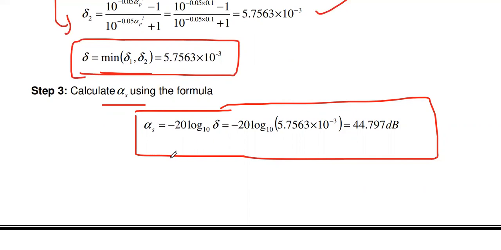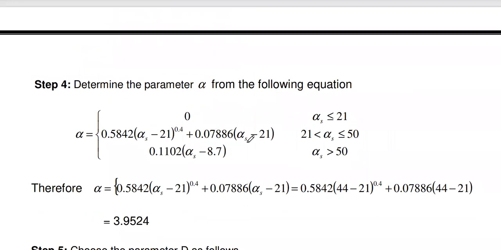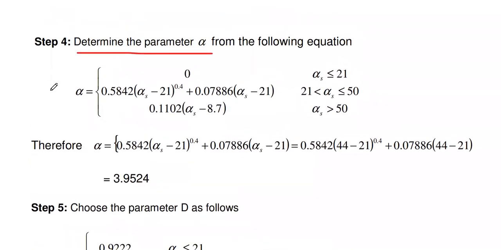Okay, this is the minimum stop band attenuation we have to calculate using the formula minus 20 log of delta. Okay, so once you calculated alpha s, the next step is we have to determine the parameter alpha. What does alpha mean? This alpha is having either any one of these three values depending upon the alpha s value.